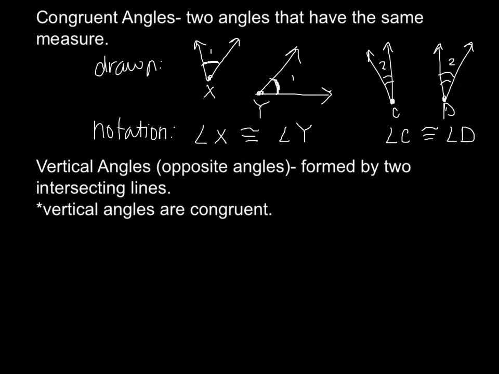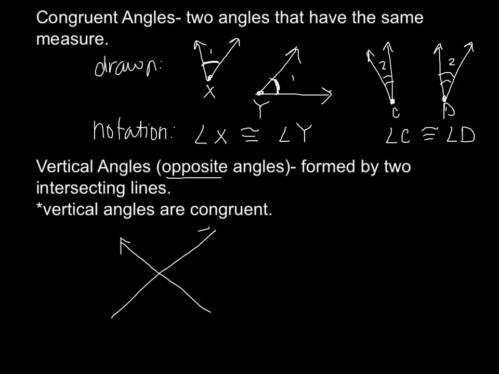And then we have our friend, the vertical angles. Now this is where we kind of start getting fun. This is where I really do enjoy these ones. Okay, so they are opposite angles. What I mean by that is they are formed by two intersecting lines. So let's say we have two intersecting lines here.